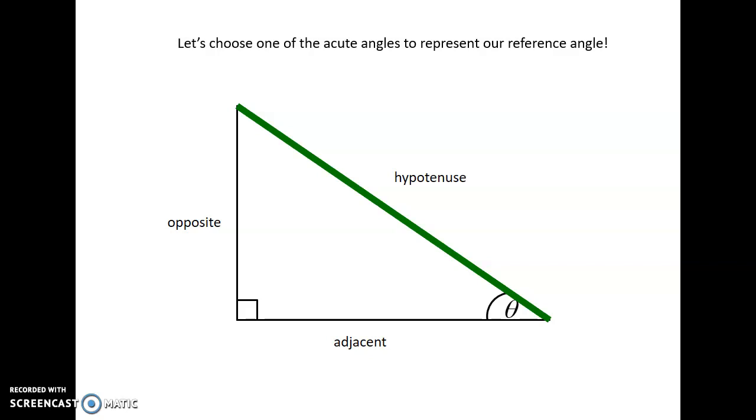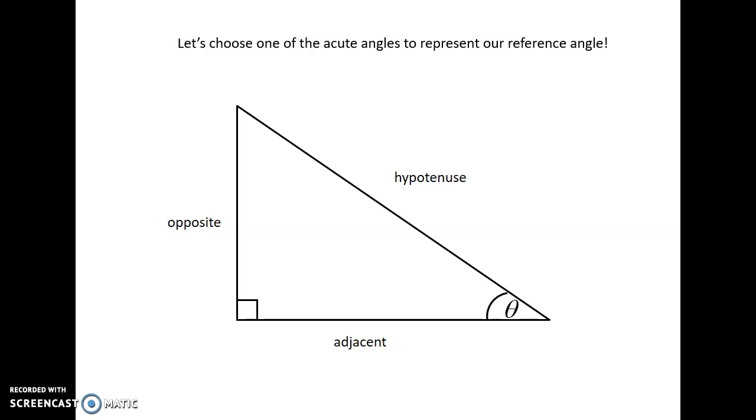Now, your adjacent and opposite sides can switch depending on where the reference angle is. If the reference angle was on the top left-hand corner, then the adjacent would become the opposite, and the opposite would become the adjacent because now the reference angle has moved. But for right now, let's just focus on these three side length names: opposite, adjacent, and hypotenuse.